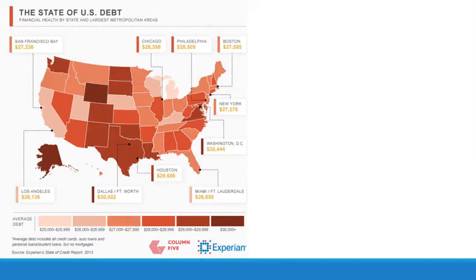Okay, now this map's a little different. It says the state of U.S. debt. This map covers all debt. Looking down here, average debt includes credit cards, auto loans, personal loans, student loans, but not mortgages. The reason it doesn't include mortgages is because when we're paying those mortgages, we're actually generating value in our houses. Typically when we buy a house, by the time we sell it, it's actually worth more. So we're talking about all other types of debt.